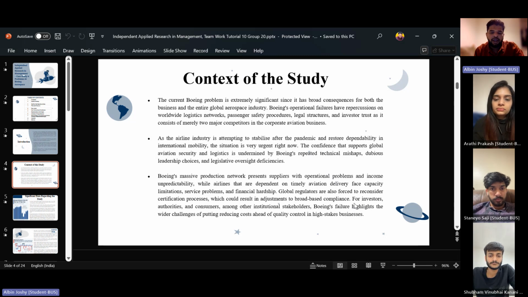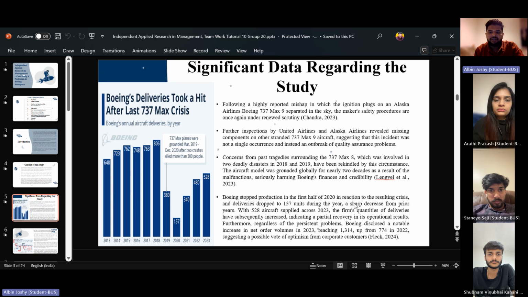The pandemic had already strained the airline industry, and now Boeing's problems, ranging from failed safety standards to supply chain disruptions, have compounded these challenges. This is a time-sensitive issue with far-reaching consequences for both business and consumers alike. So when we move to the next slide, we can see the significant data regarding the study. In these two slides, we can see two bar charts. They give some key data that highlight Boeing's decline.